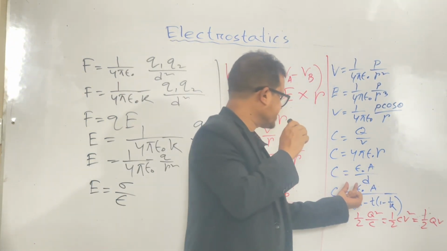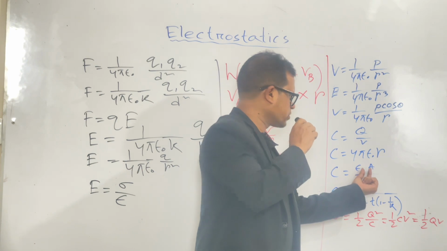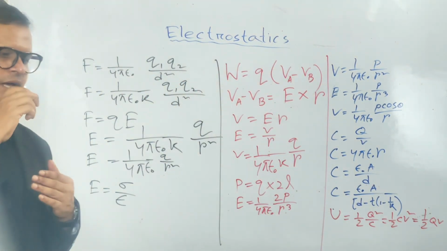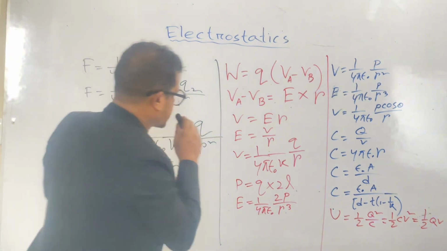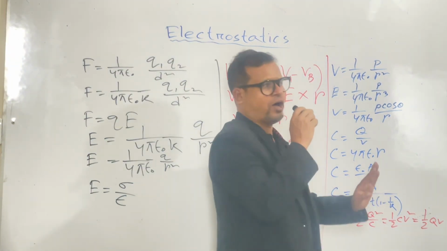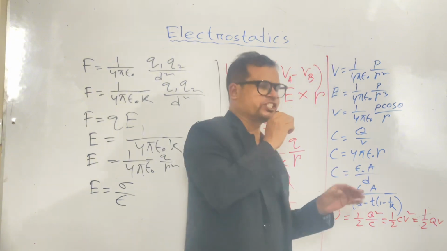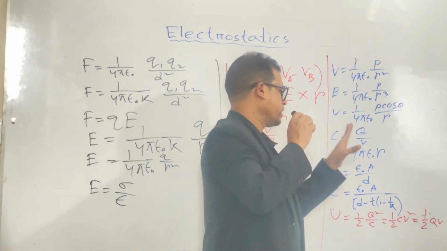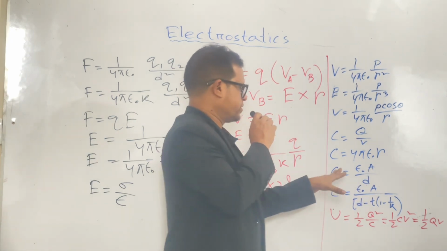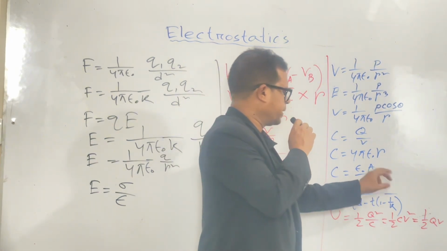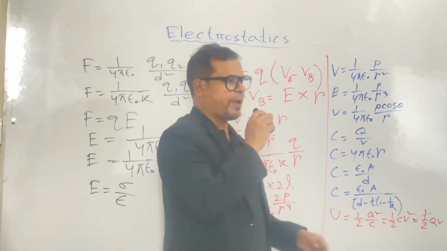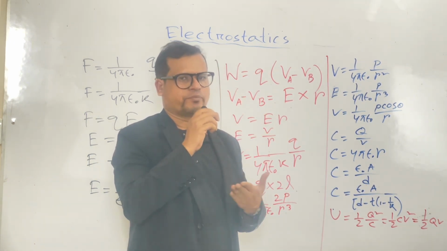Okay, C equal to epsilon naught A over D. A is the cross-sectional area of the plate, and D is the distance between the two plates, because there are two plates in a parallel plate capacitor. If you know the distance D and the area of the plate, then you can find the capacitance of that type of capacitor.